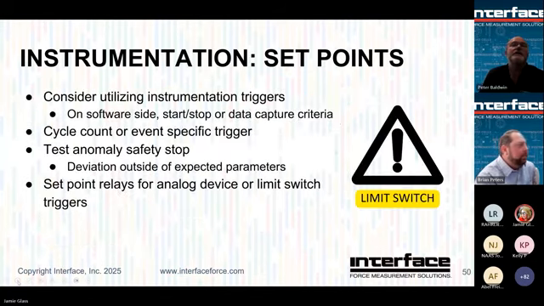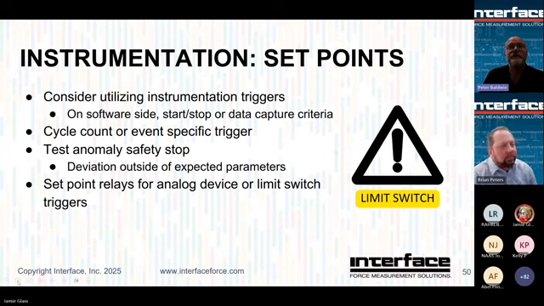Thank you. Consider using any sort of instrumentation triggers. What will that mean? Well, that allows you to place start and stop data capture criteria. If it's going to be running for weeks on end, maybe you don't want to capture the first 100,000 cycles. Maybe you do, but whatever. Or if something were to happen, you want to be able to stop the hydraulics, stop the controller, whatever it is, so that it doesn't continue. You want to have cycle count or event-specific type triggers just to minimize the data logging.